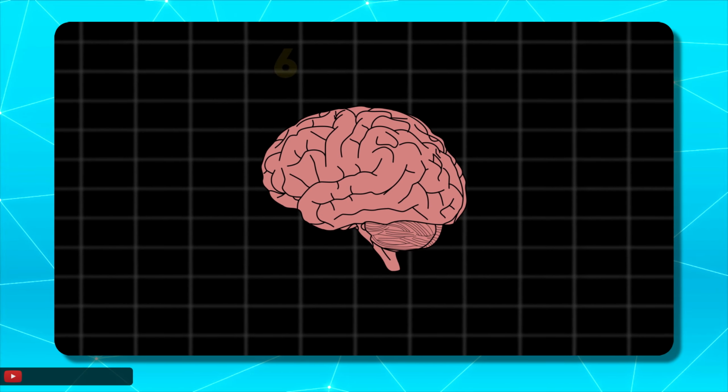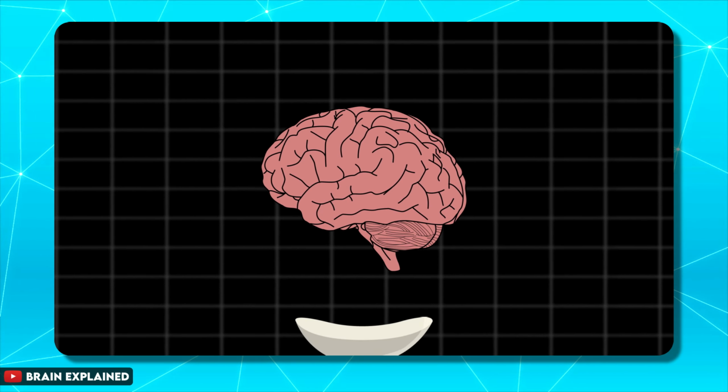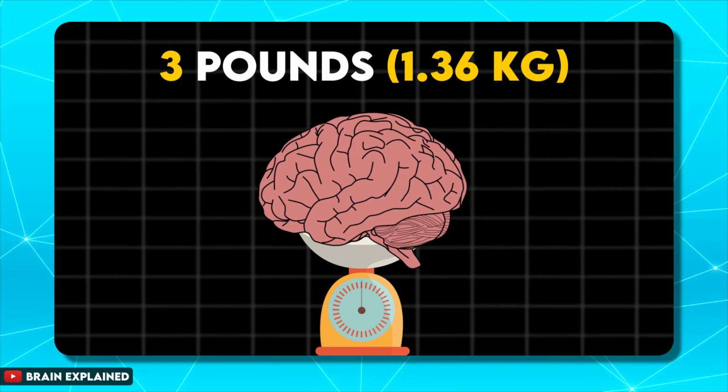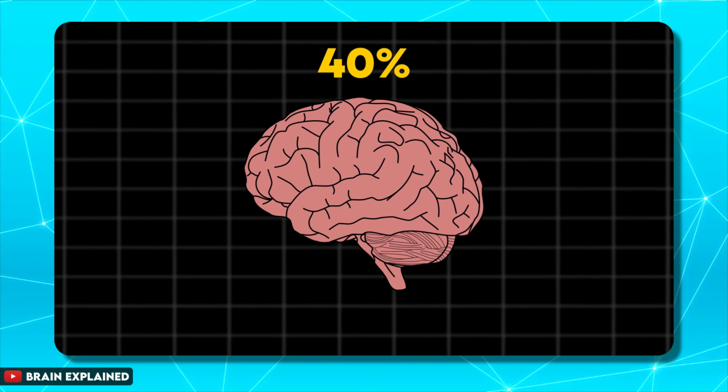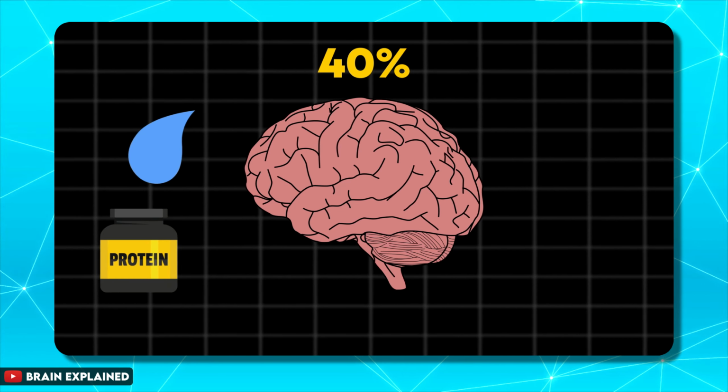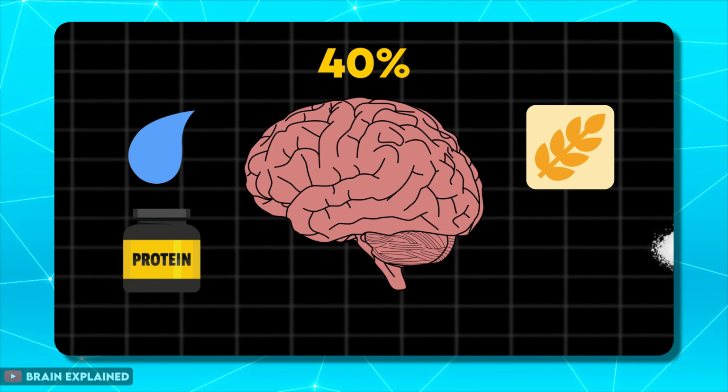The brain is about 60% fat and weighs about 3 pounds in an average adult. The other 40% is a combination of water, protein, carbohydrates, and salts.